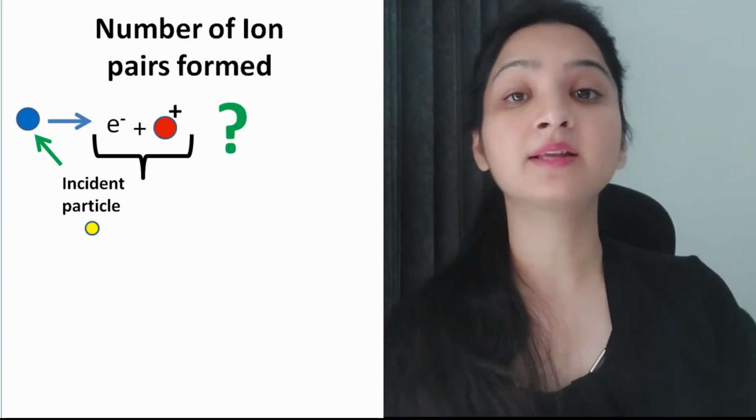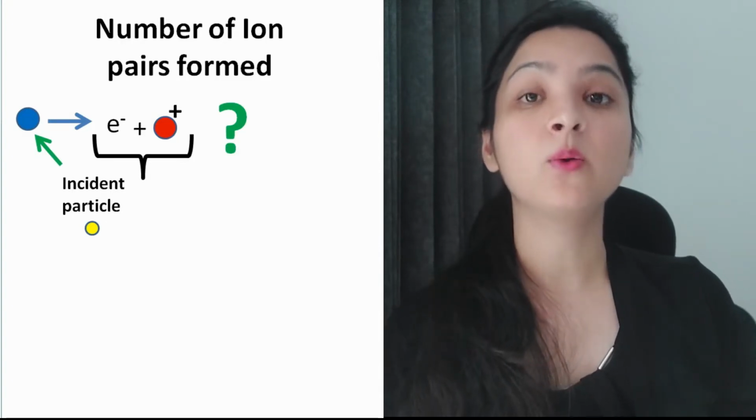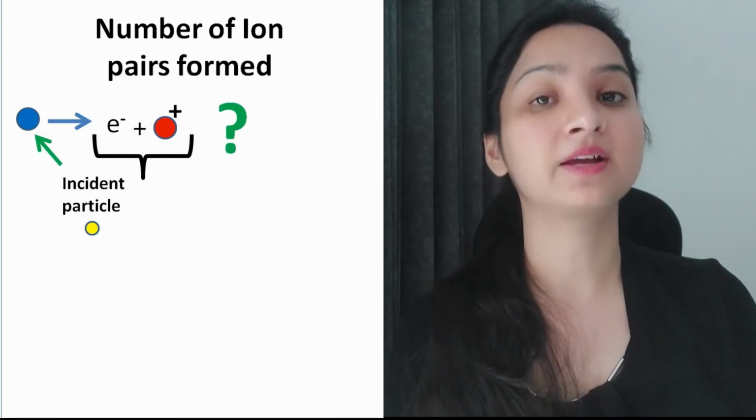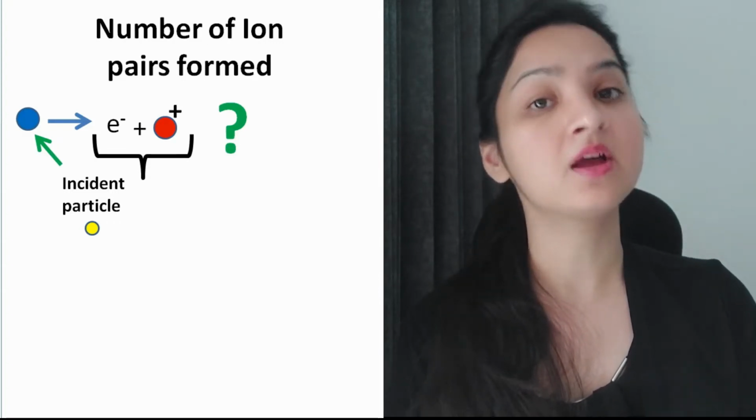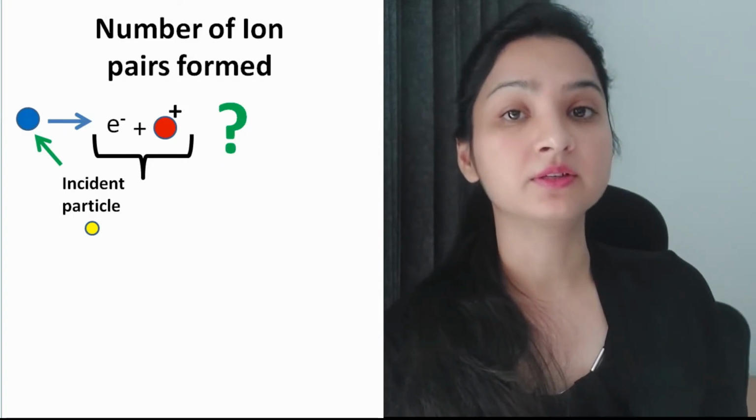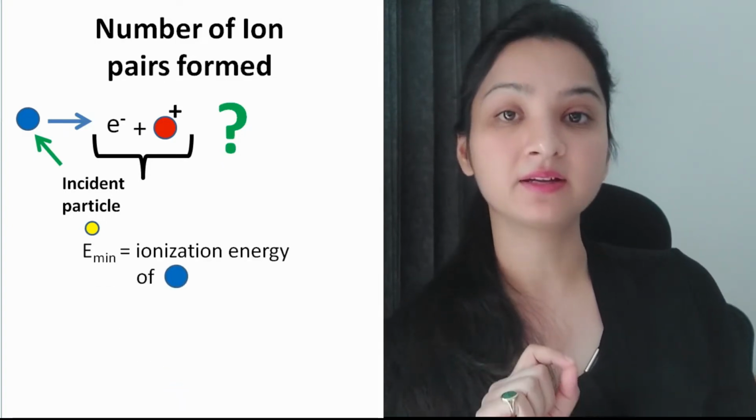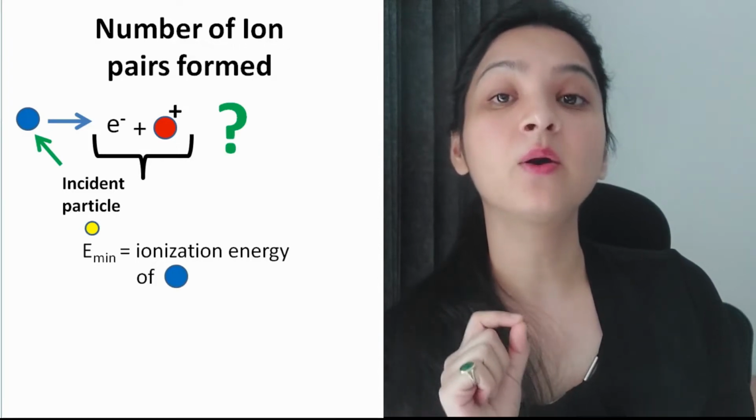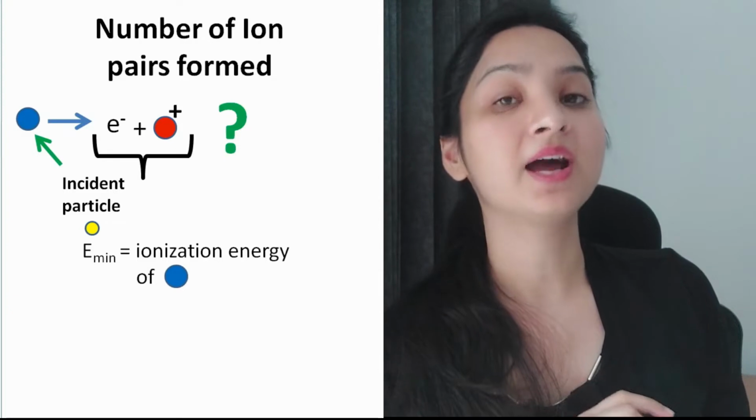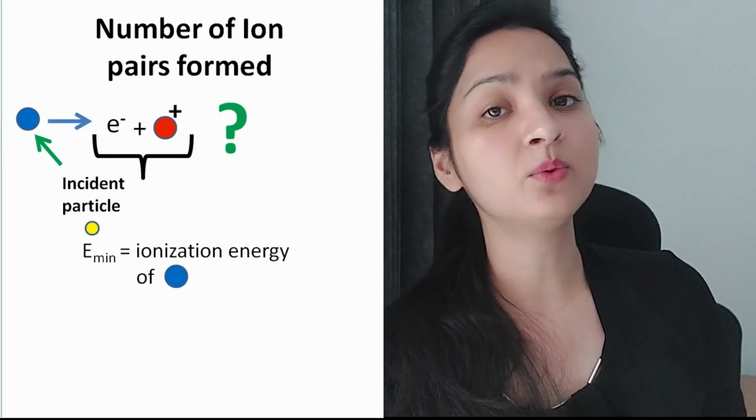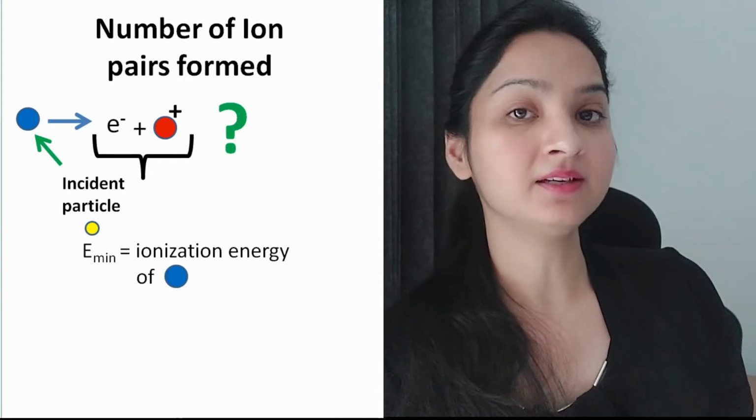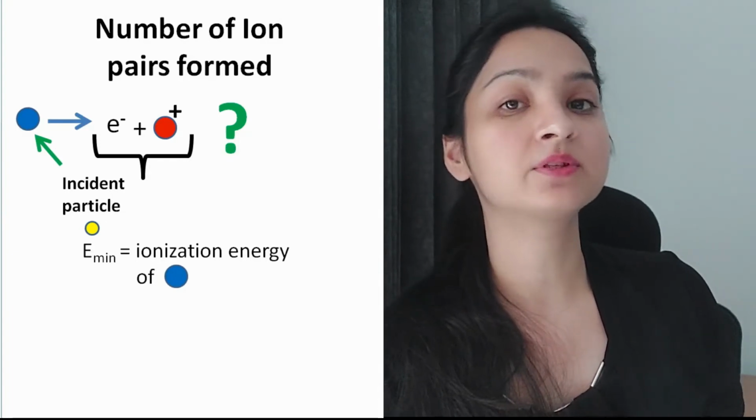You know that ions will be produced only in the case of ionization. If ionization of the gaseous atom or molecule occurs, only then you'll be getting ions. So the minimum amount of energy that the incident particle or radiation should possess is equal to the ionization energy. If it is less than this, ionization will not occur. So at least the particle should have this much amount of energy.